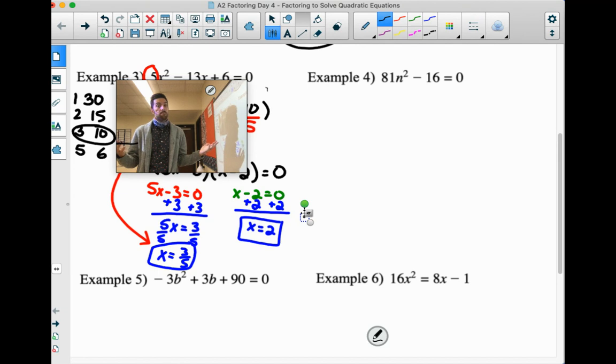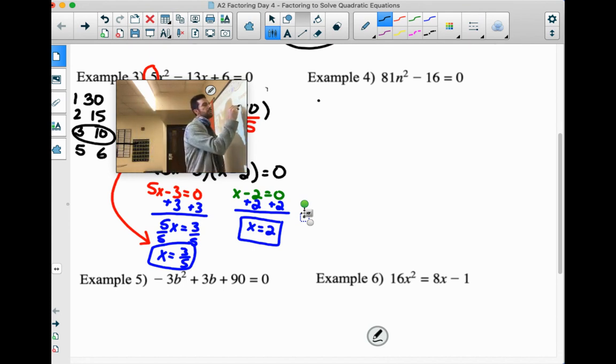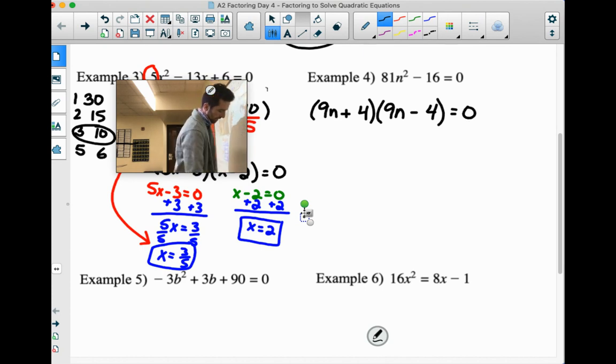Do they have a common factor? No, they don't. I see two terms that I can square root. So remember, this is a difference of squares. Square root of 81n squared is 9n. Square root of 16 is 4. So we'd have 9n plus 4 and 9n minus 4 equals 0.